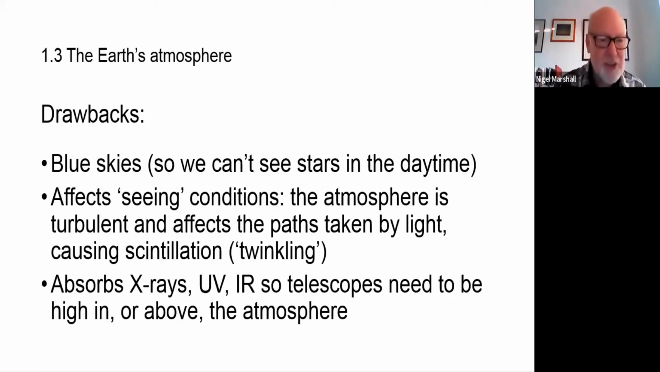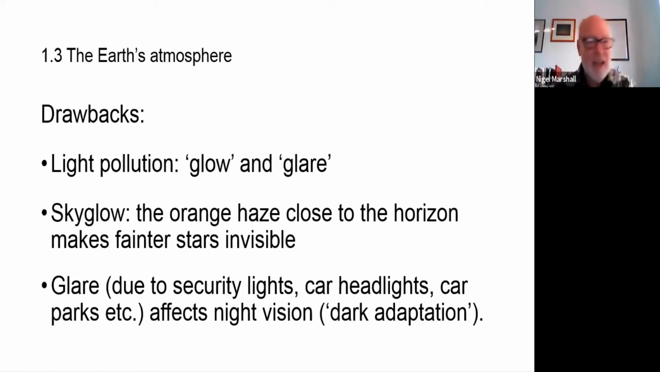Good, so those are the drawbacks. Well, we're getting to one or two more now. The dreaded light pollution. Now, I split light pollution up into glow and glare. Sky glow is this horrible orange, kind of fuzzy, rusty haze, which is close to the horizon. Now, some might argue, well, that doesn't matter really, because if you are looking at stars that are highest in the sky, the orange haze around the horizon doesn't really matter too much.